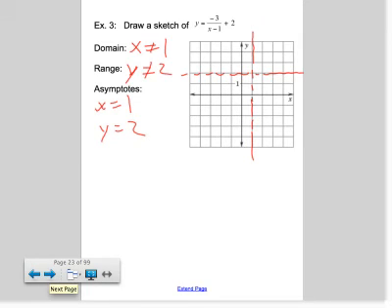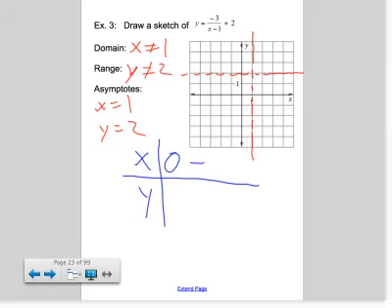Okay, and then I want to create a table of values. So you have your x and your y. Let's go 2 to the left and 2 to the right of our asymptote. So if I go 2 to the left of x equals 1, I get x equals 0 and -1. So let's plug those in. I'll plug in 0. So I get 0 minus 1, which is -1. -3 over -1 is +3. 3 plus 2 is 5.